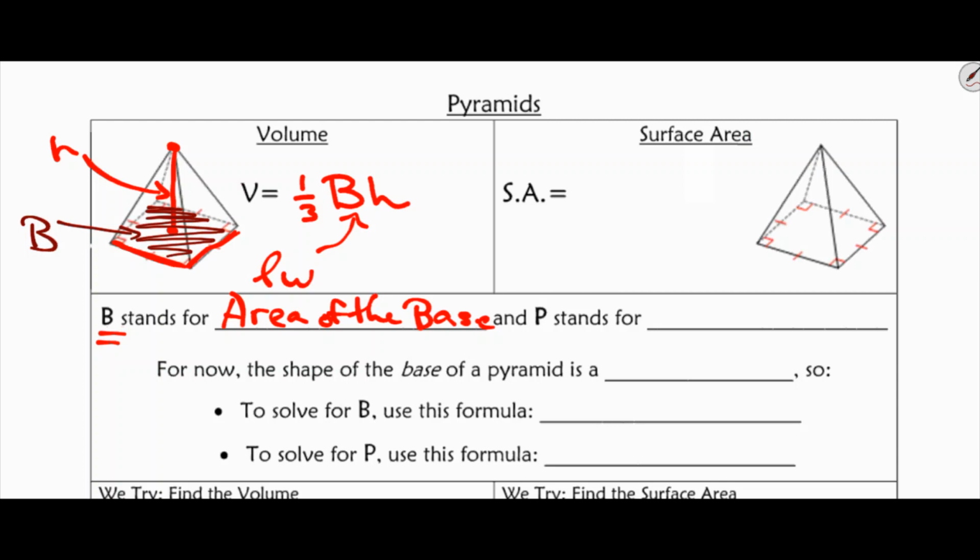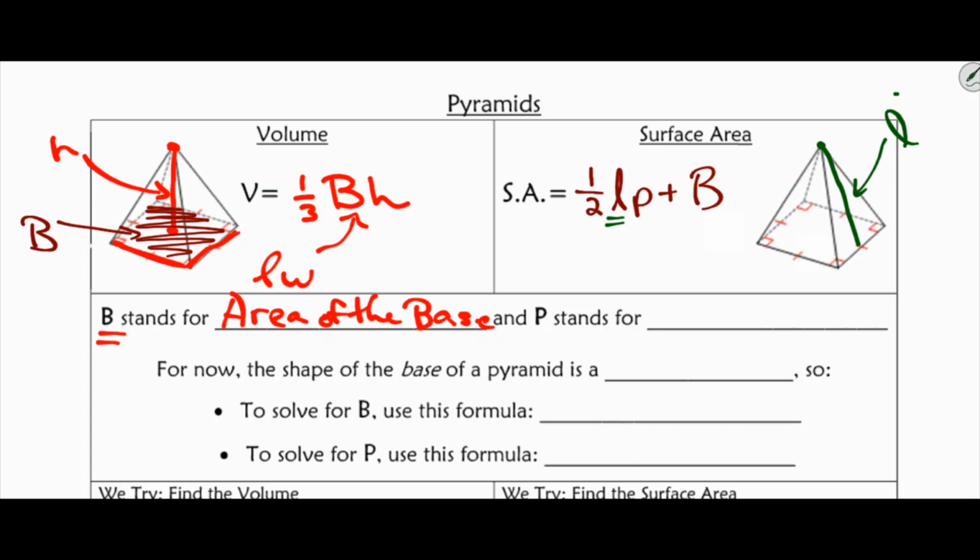We don't use the straight up and down height for surface area. Actually, that's 1/2 LP plus capital B again, big B. So, this L is the slant height. It's not the straight up and down height. It's the height that goes along the triangle. That slope side, that's our L. That's called the slant height.